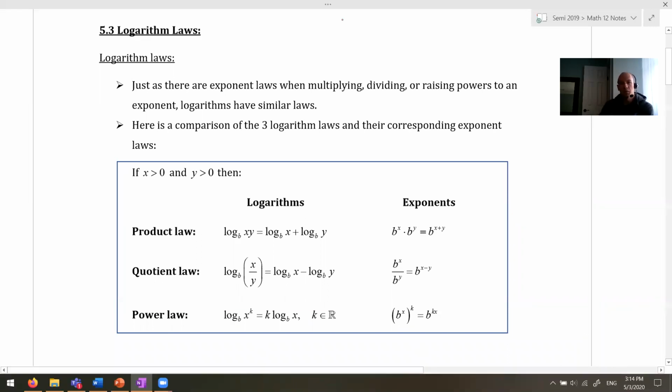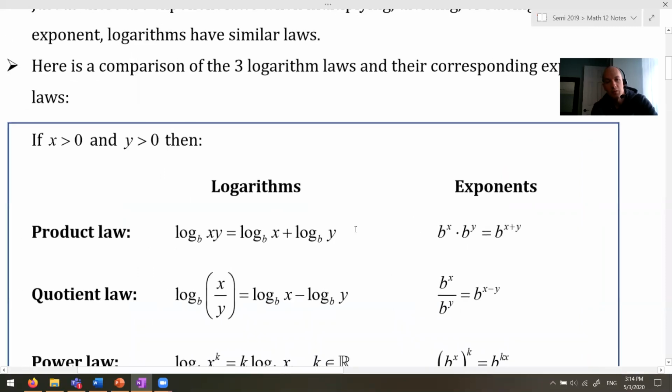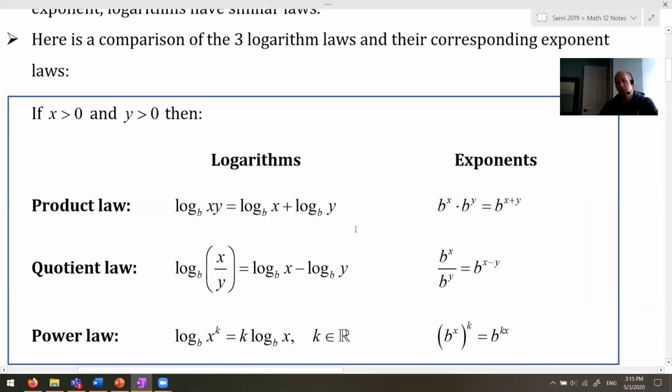Just like the exponent laws that exist, there's also logarithm laws. So they're very, very similar. Side by side, we can see what they are. I'm going to zoom in a little bit here so it's easier to see. What we have is three laws: the product, quotient, and power law. First of all, on the right side, we've got the exponent laws, and this is just a reminder for you. This is nothing new.